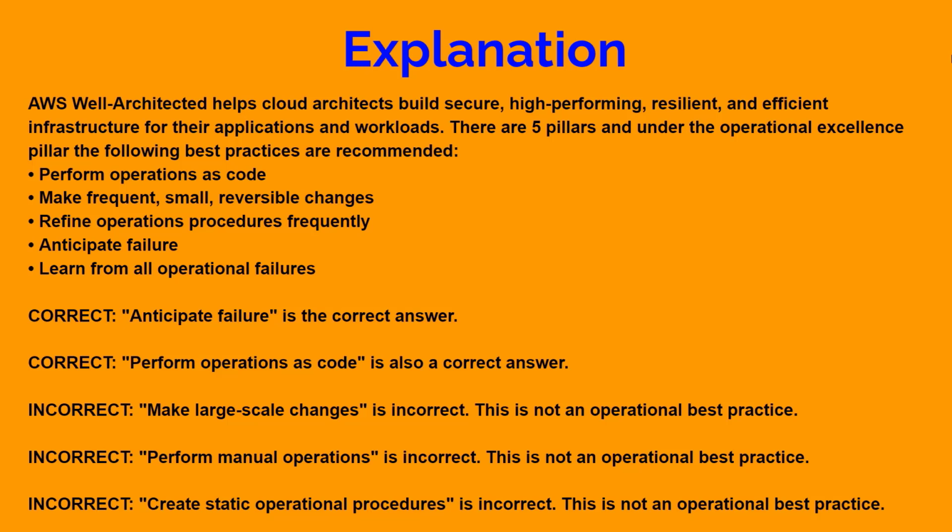Explanation. AWS Well-Architected helps cloud architects build secure, high-performing, resilient, and efficient infrastructure for their applications and workloads. There are 5 pillars, and under the operational excellence pillar the following best practices are recommended. Perform operations as code. Make frequent, small, reversible changes. Refine operations procedures frequently. Anticipate failure. Learn from all operational failures. Correct. Anticipate failure is the correct answer. Correct. Perform operations as code is also a correct answer.